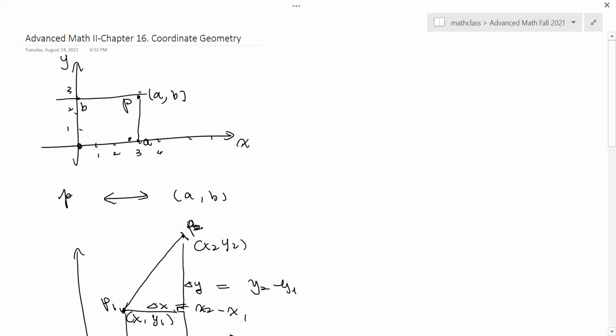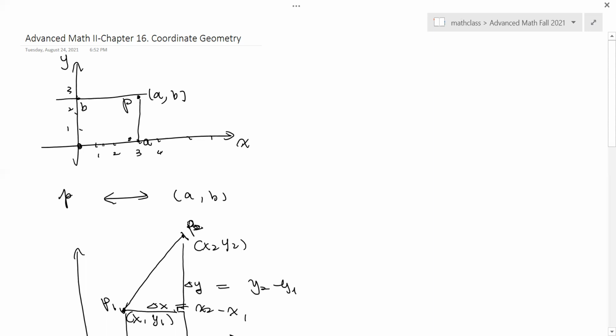Okay. So first of all, you pick a point in the xy plane, then you draw a horizontal line and a vertical line, and you get an intersection point on the x-axis and another intersection point on the y-axis. So you get two numbers, and those two numbers are called the coordinates of the point P, okay? So every point in the plane, after you put the coordinate system, you can tell the location of the point using two numbers, okay? That's a one-to-one correspondence between the point P and a pair of numbers.